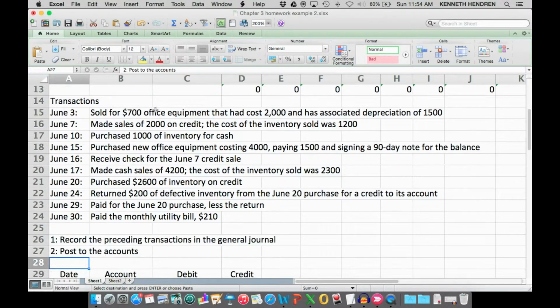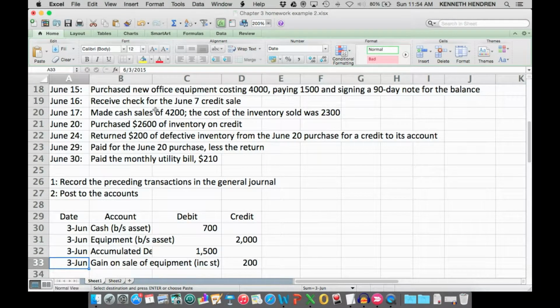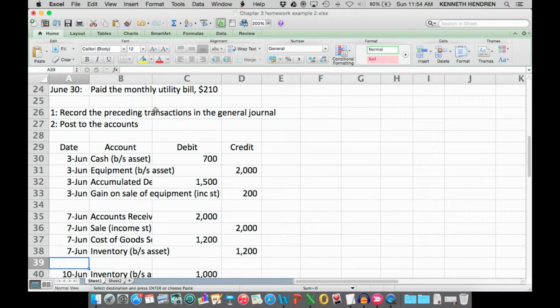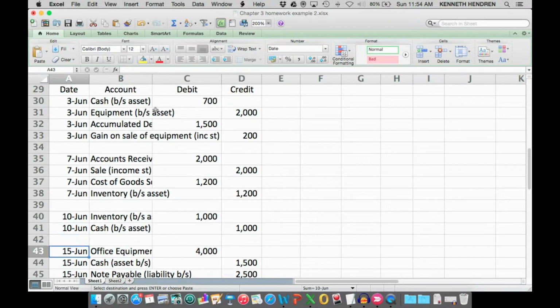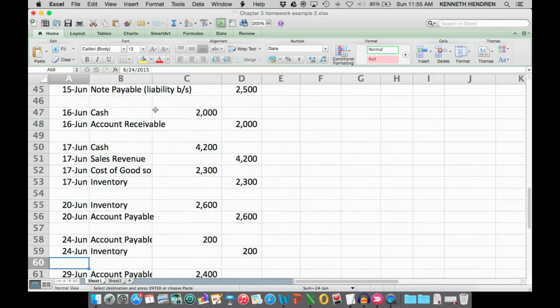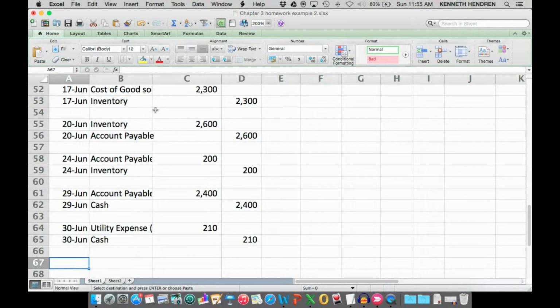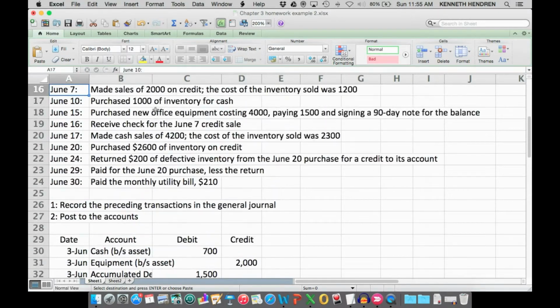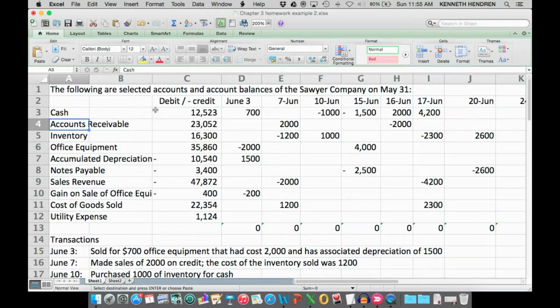Now we can post journal entries, and I went ahead and did that, and the journal entry is just a different representation of what we've already done. So there's our June 7th journal entry, our June 10th journal entry, our June 15th, and so on. Those are all the journal entries that were made. But it's easier to see when I posted them to the accounts already. You can see where the transactions occurred.